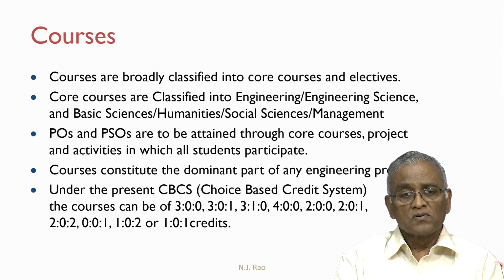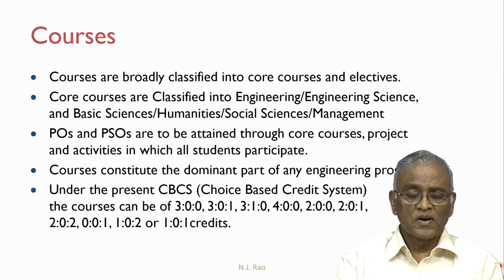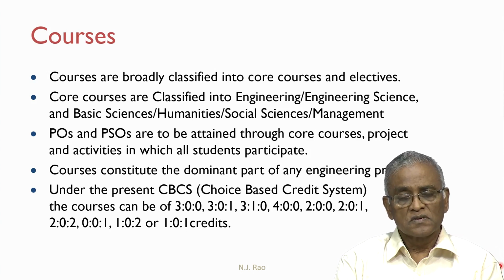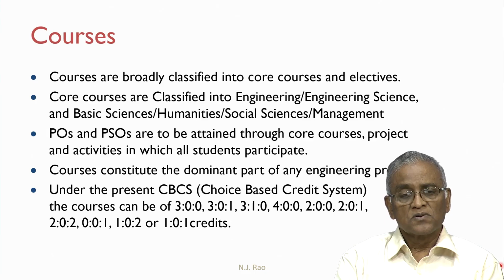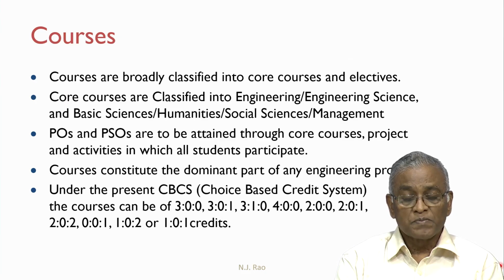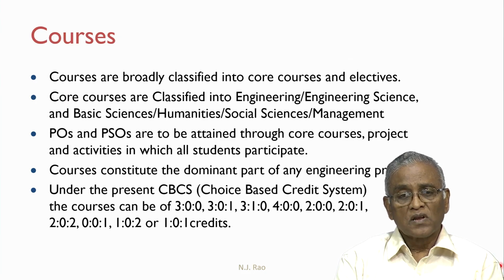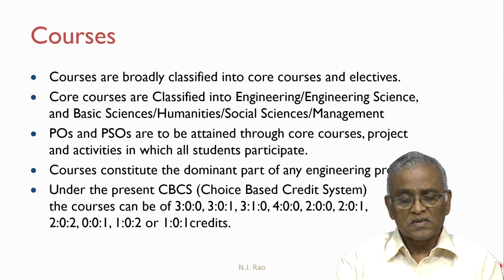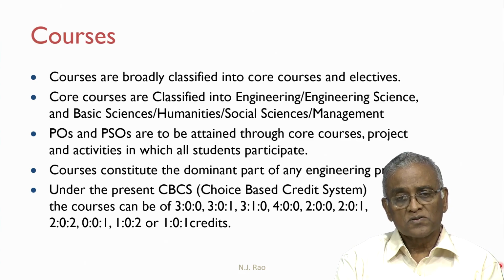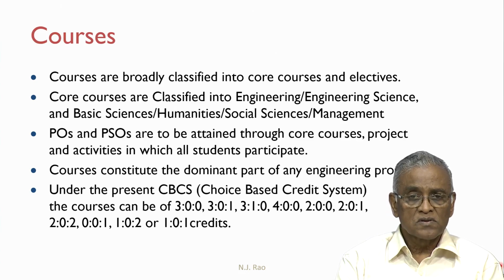We do not use numbers like 1.5 credits, saying that I am doing it for 3 hours. You have to do it for 2 hours or 4 hours, in which case it will become 2 credits of laboratory. So you have a variety of formats available, and autonomous colleges especially can take great advantage of this. You can have 3:0:1, that is 3 lecture hours and 1 laboratory session per week, or 3:1:0 or 4:0:0.